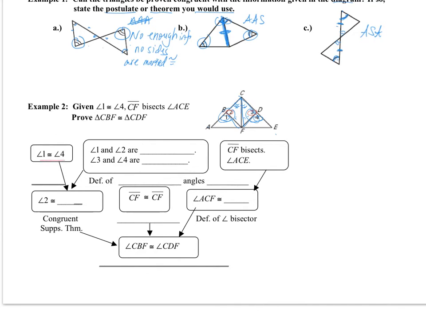Angle 1 and angle 4 are congruent, and that's given. CF bisects angle ACE, so that's given.